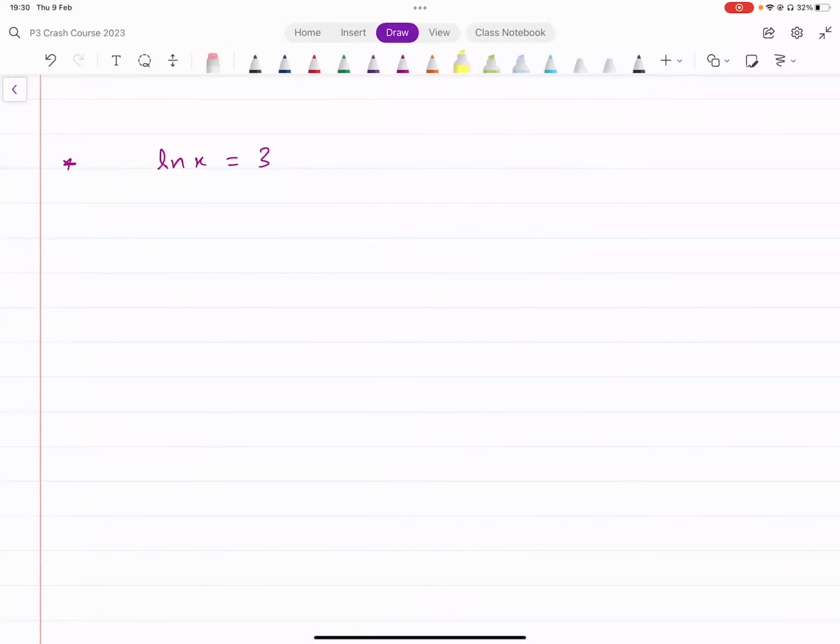Now, think about this. You've got ln of x equal to 3. What is ln? ln is the same thing as log with base e, right? That's what ln is. So it's log of x with base e, that equals 3. Now, if you were to convert this to the index form, all we have to do is take this e to the other side. It becomes the base of that number 3 on the other side. And we have x equal to e raised to power 3. So the log form can be converted to the index form like this.